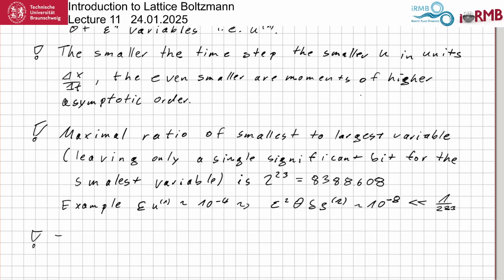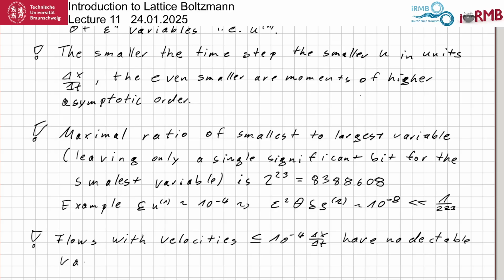think about this. If you have a flow with velocities that are smaller than 10 to the power of minus 4 delta x by delta t, if this is your case, then this solution will have no detectable pressure. Or let's say they will not have any detectable variation in pressure.